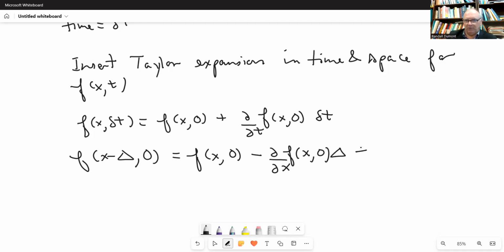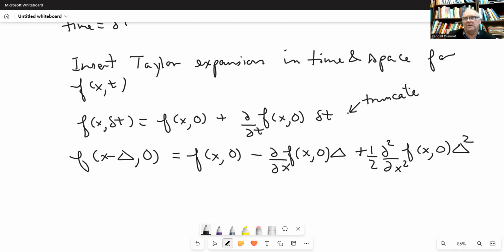And then we have the second derivative. That's going to have a plus sign and a half in front, because the second derivative with respect to delta is the same as the second derivative with respect to x. And of course, we evaluate at delta equal to 0 and time equal to 0. We get a delta squared. Okay, so there's extra terms here. We truncate extra terms, both in time and space.